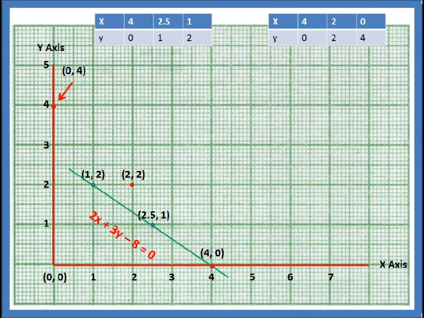This is the third point from the second table, 0, 4, which has been shown by a red arrow. Now join all the 3 points by a straight line. So the new red line is the line represented by the assumed equation x plus y minus 4 is equal to 0. As you observe, both lines are intersecting at point 4, 0. So this is the solution of the two equations.